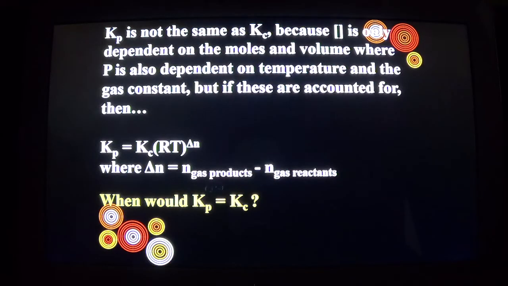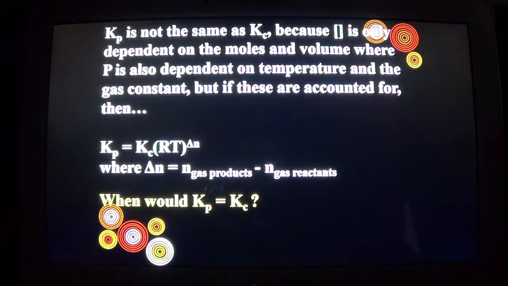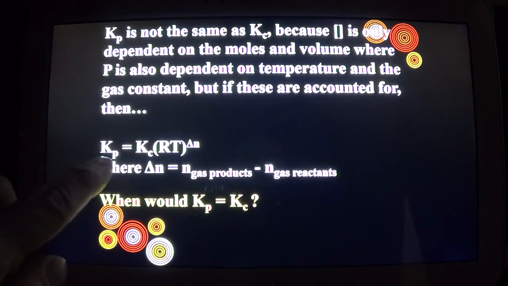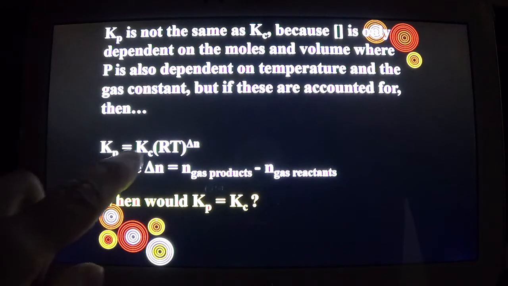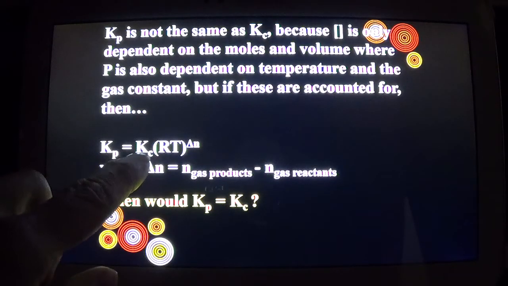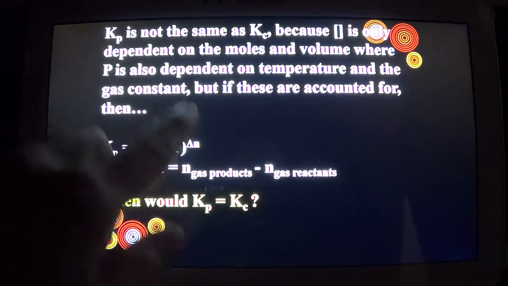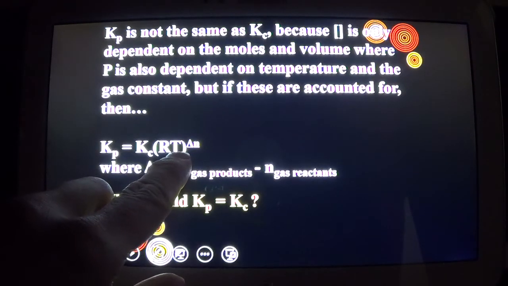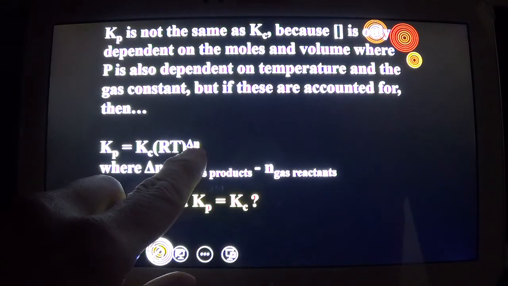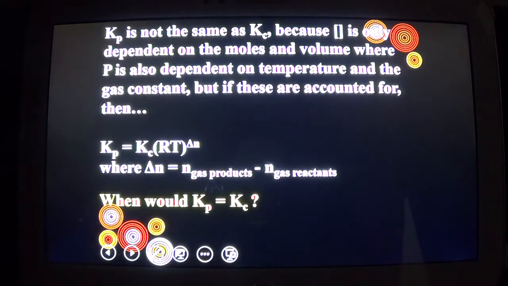What if you have Kc and you want Kp, or you have Kp and you want Kc? Well, we have a way to convert from one to the other, and isn't this a lovely looking formula? You have a pressure, equilibrium constant with pressure, and equilibrium constant with concentration. We have R, the ideal gas law constant, and we have T, temperature in Kelvin, and we have delta n, the exponent, which is the change in moles of gas.